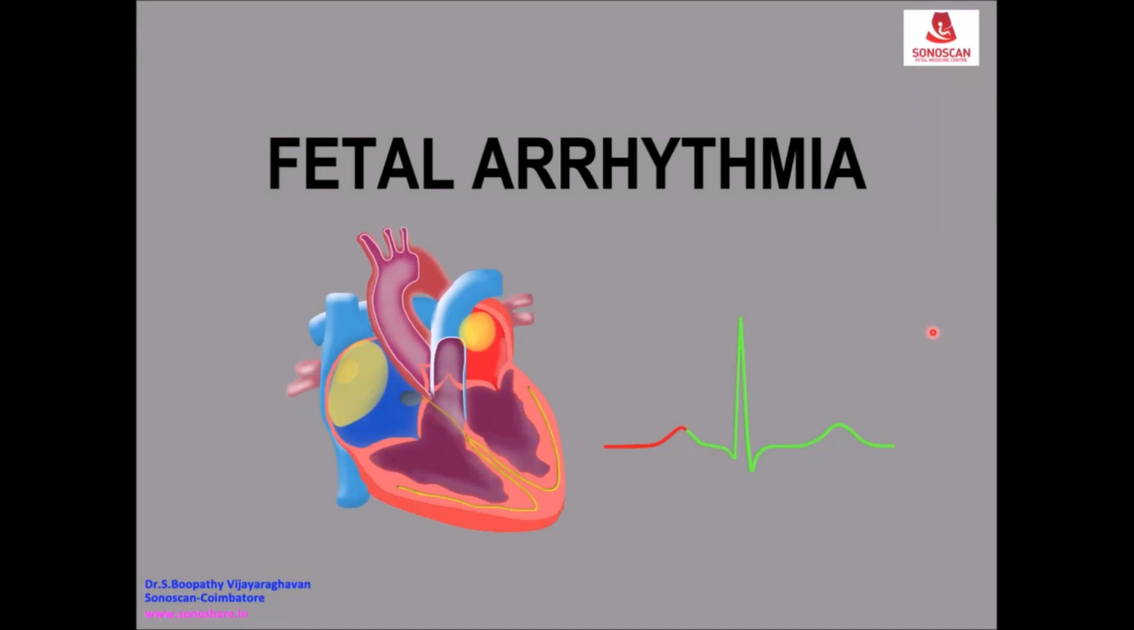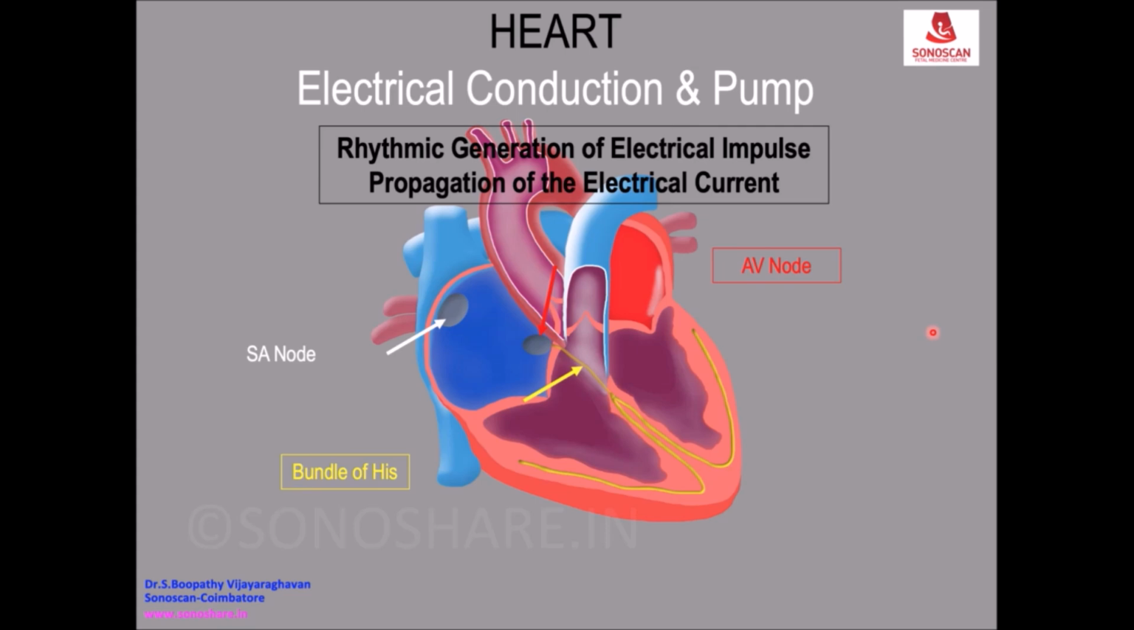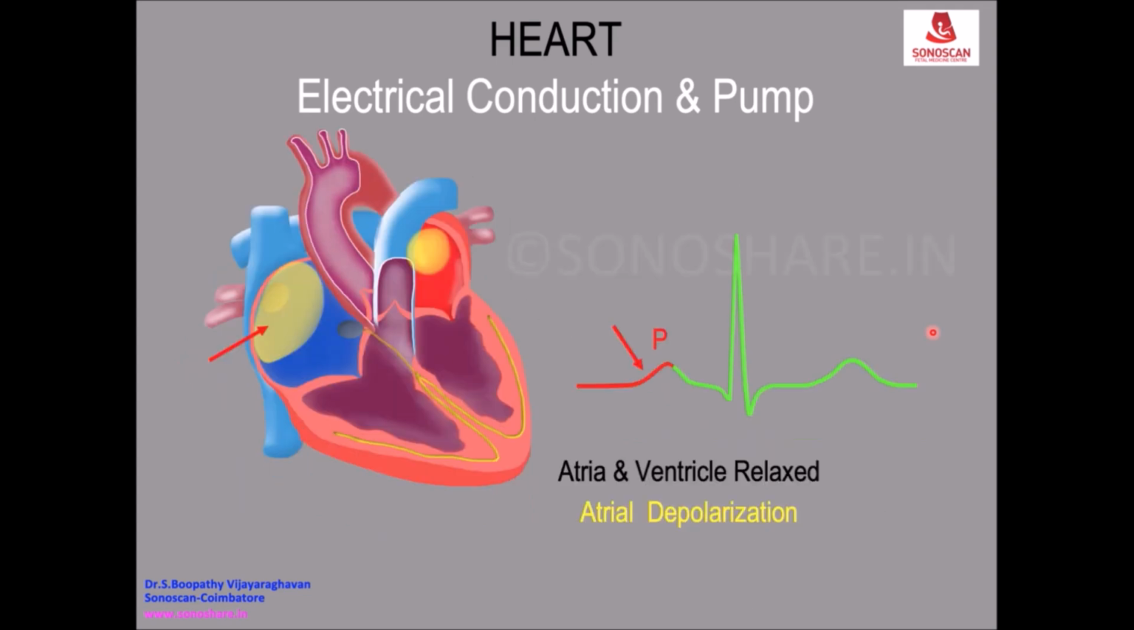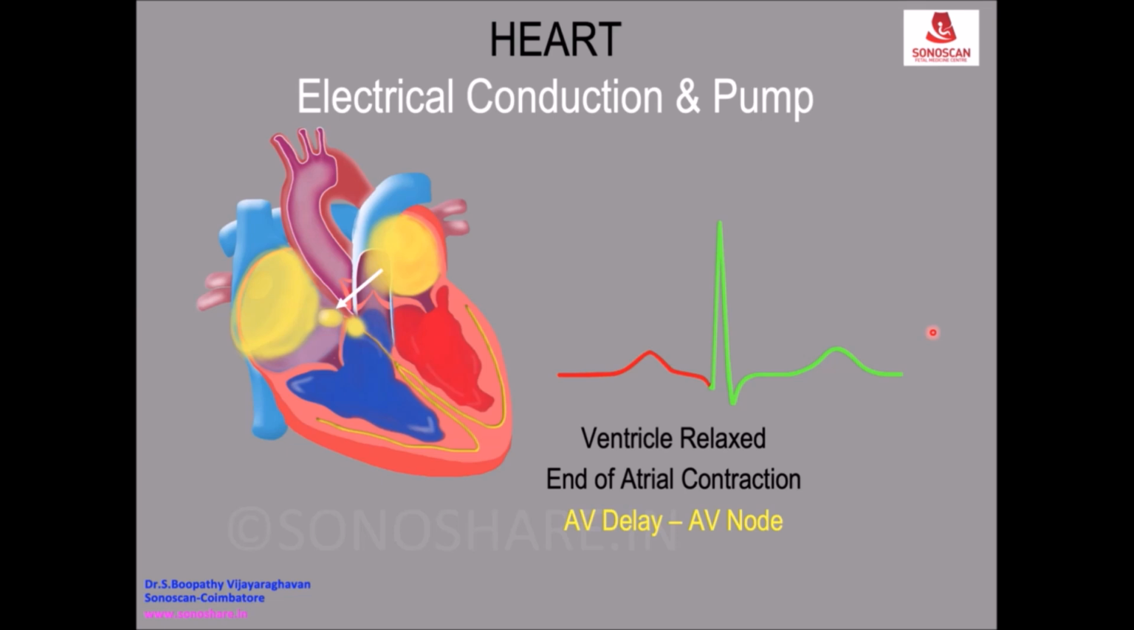Fetal arrhythmia: delay through the bundle of His and through the right and left bundle branches, to the particular chamber, the atrium and the ventricle. Because of the contraction, blood in the ventricle is pumped. So here again the AV, the atrioventricular, and the semilunar valves are still closed, because the atria and ventricles are not yet at the end of atrial contraction.